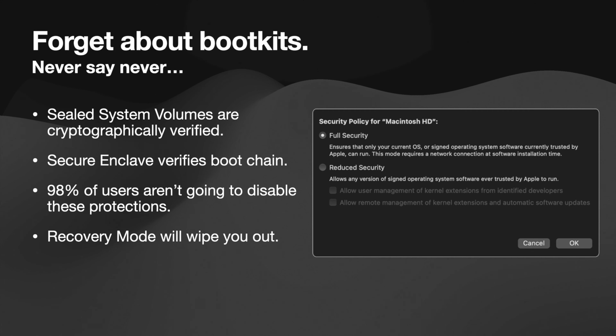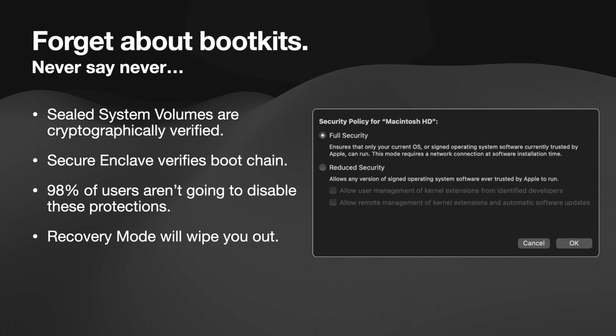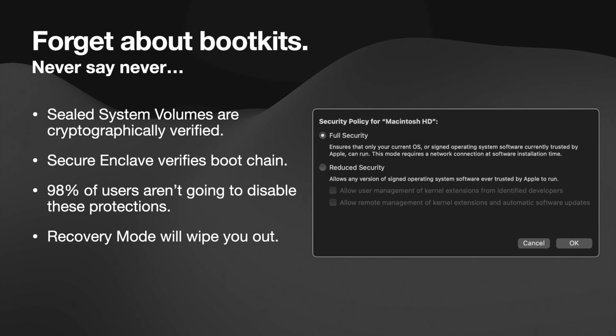So thanks to the crypto verification of the boot chain, you aren't going to be able to bootkit an ARM Mac in its default configuration. The public keys used for verification are burned into the Secure Enclave ROM, and thus far the private keys have never been leaked. Users can reduce these protections, but don't count on them doing that.